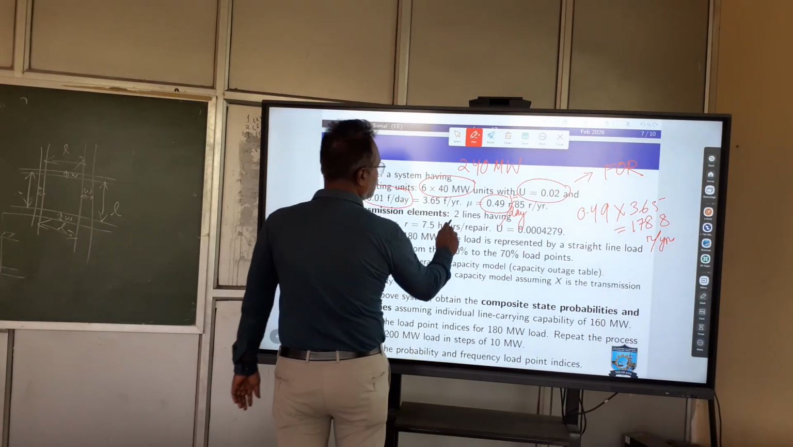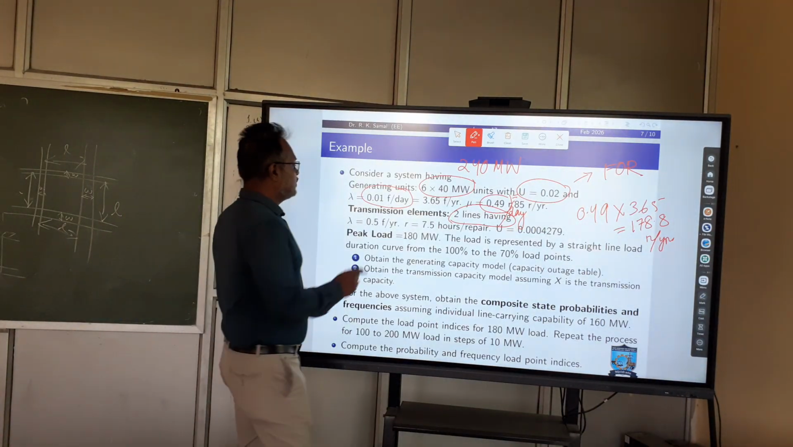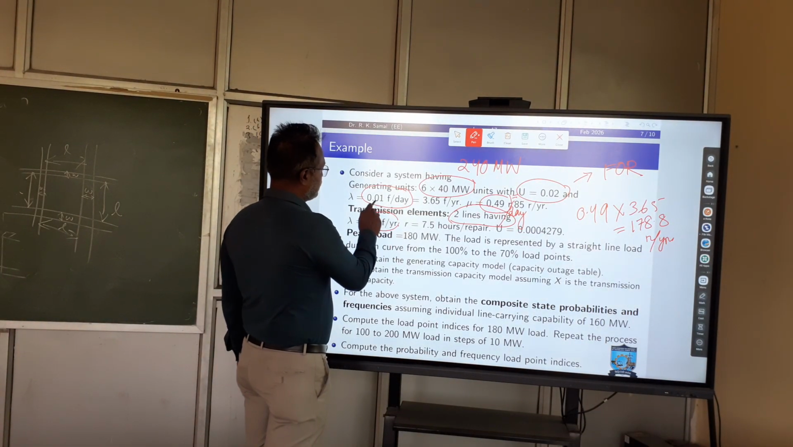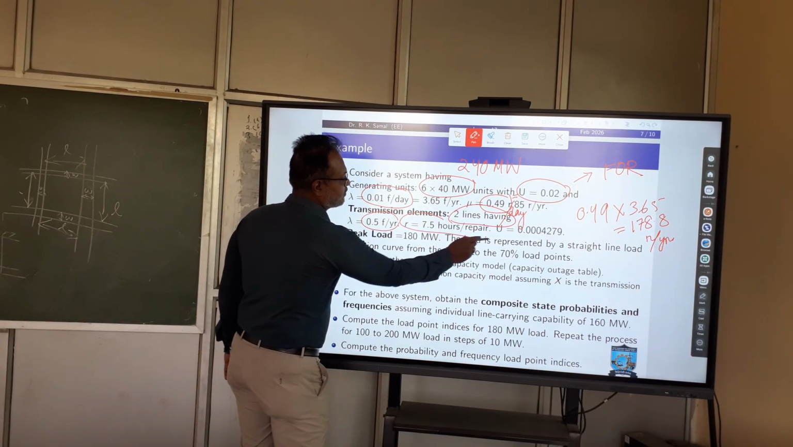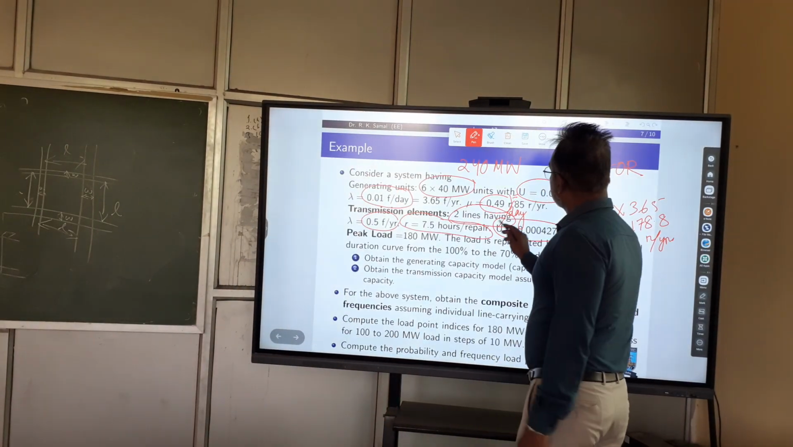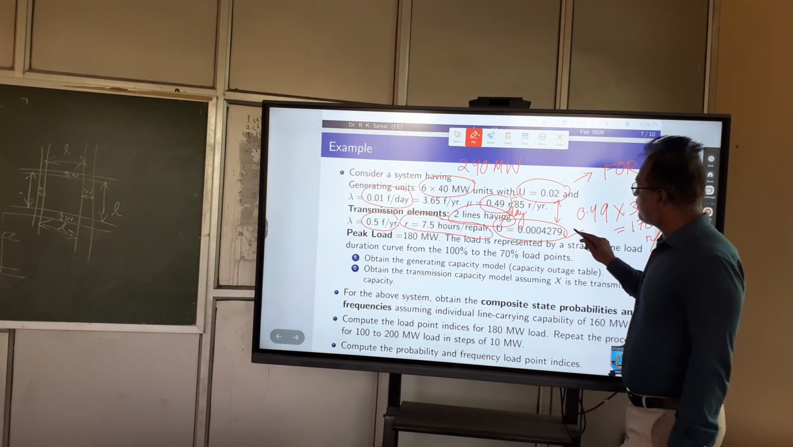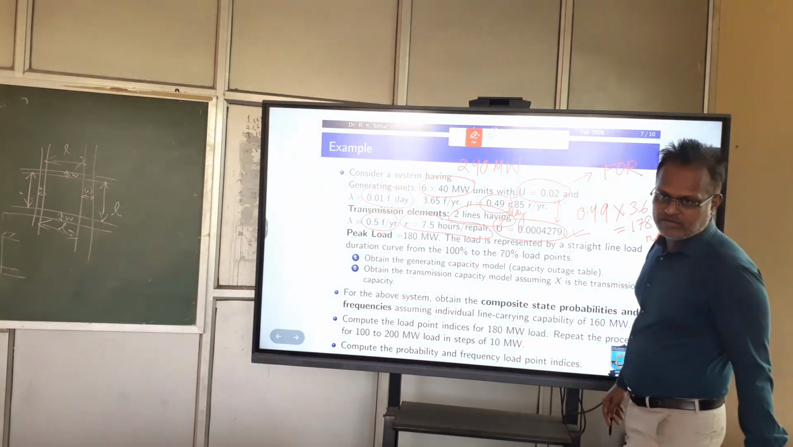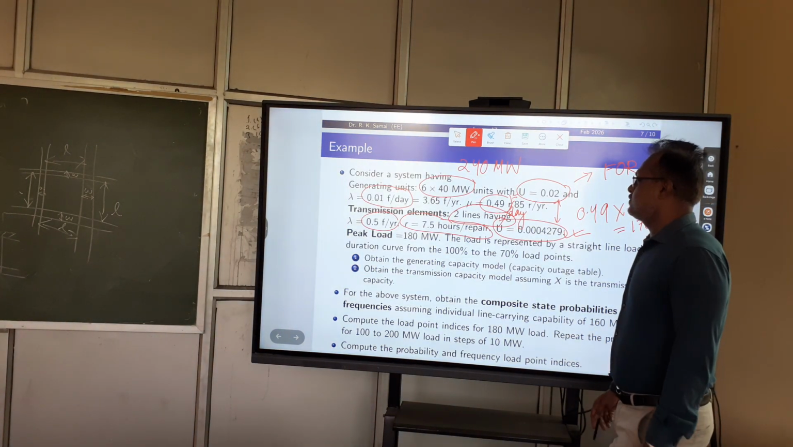Transmission elements: 2 lines, a double circuit system, with a different lambda. You see it is 0.5 failures per year, and repair time is 7.5 hours per repair, and this is the FOR. Just look at the FOR of the generating system and the transmission system. For the transmission system, the forced outage rate is very low, and it is generally not taken out for maintenance.